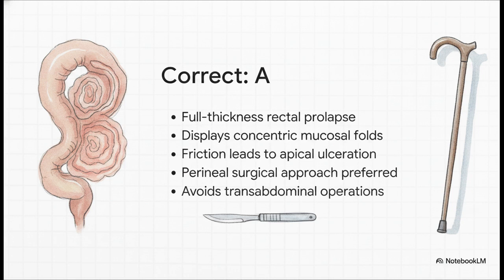The key diagnostic difference is that a full-thickness prolapse displays pathognomonic concentric mucosal folds. On the other hand, prolapsed internal hemorrhoids display broken, radially oriented sulci separating the vascular columns. Friction and vascular congestion across the prolapsed mass lead to that localized mucosal ulceration and bleeding, which, if left unmanaged, can actually progress to gangrenous ischemic necrosis. When it comes to surgical repair options for older adults with significant comorbidities, we preferentially utilize perineal approaches under regional anesthesia rather than transabdominal sacral rectopexies.